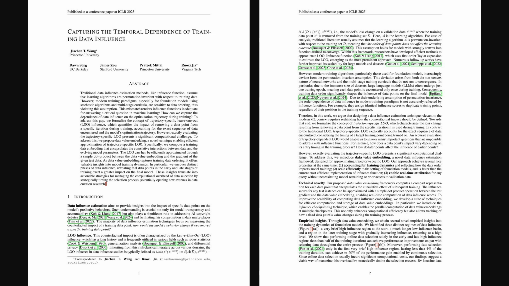We're looking at a fascinating ICLR conference paper published just over 3 months ago, titled Capturing the Temporal Dependence of Training Data Influence. So, this paper tackles how traditional ways of measuring data influence don't really work for foundation models, because, well, the order of data matters now. They propose a new way to track this influence throughout the training process.